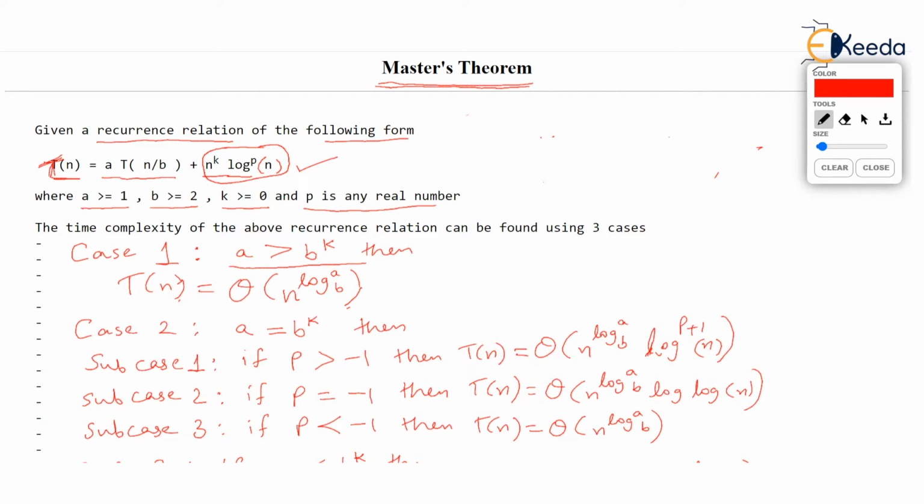then T(n) is given as theta of n raised to log of a to the base b. Just read this carefully. T(n), the time complexity, is given as theta of n raised to log of a to the base b. Similarly, case 2, if a is equal to b raised to k, then there arise three subcases. Now these three subcases are on p. Remember, log raised to p n, isn't it? So if p is greater than -1, then T(n) is theta of n to the power log of a to the base b into log raised to p plus 1 of n.